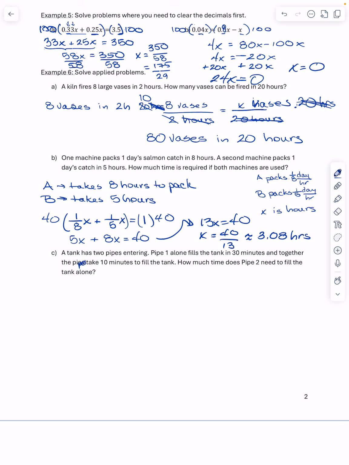Another typo, sorry. So C, another work problem. A tank has 2 pipes entering. Pipe 1 alone fills the tank in 30 minutes. So pipe 1 takes 30 minutes. So if you think about it, 1/30 of the tank is filled per minute. So 1/30 tank per minute.